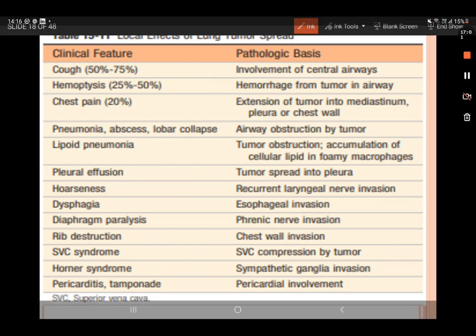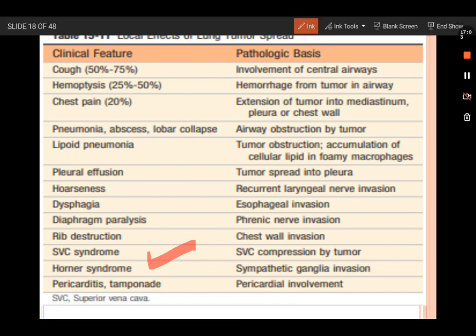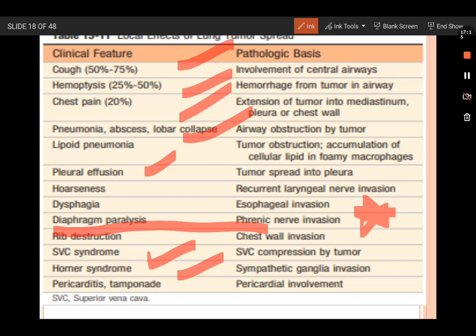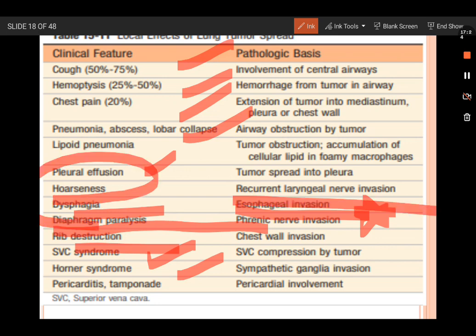So SVC syndrome and Horner syndrome are important. Remember SVC syndrome, Horner syndrome, cough, hemoptysis, chest pain, and pneumonia and effusion. Just remember these. That doesn't mean that you don't read the others, because diaphragm paralysis can occur if the phrenic nerve has been invaded, rib destruction, dysphagia if the esophagus is involved, and hoarseness can occur if the recurrent laryngeal nerve has been involved. So whatever is the site of involvement, that will be the cause of the clinical features. Anytime you have a symptom, there is a reason for that symptom. Some organ, some site is being affected.